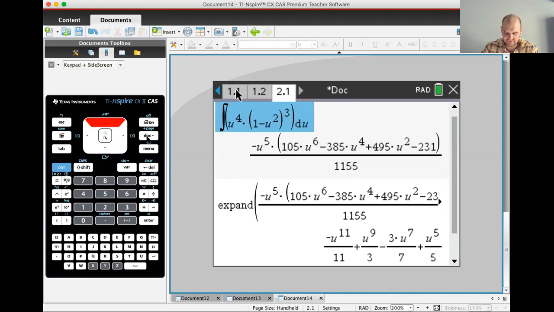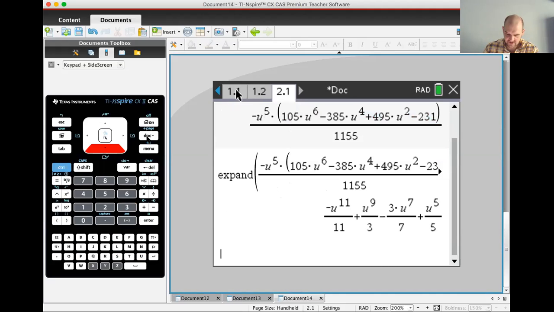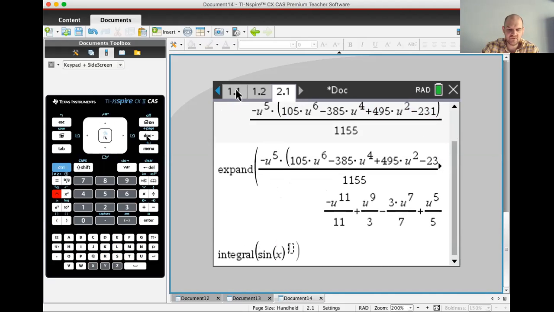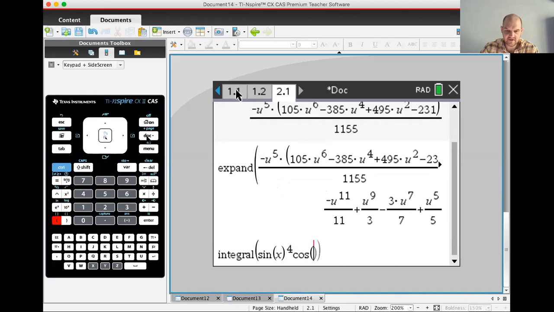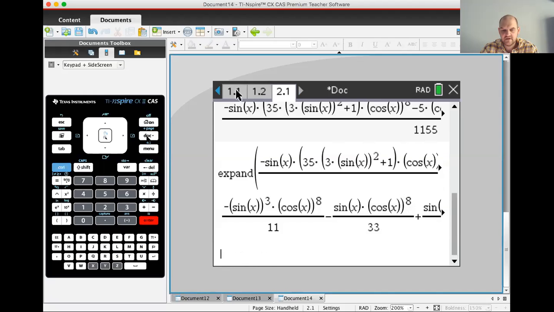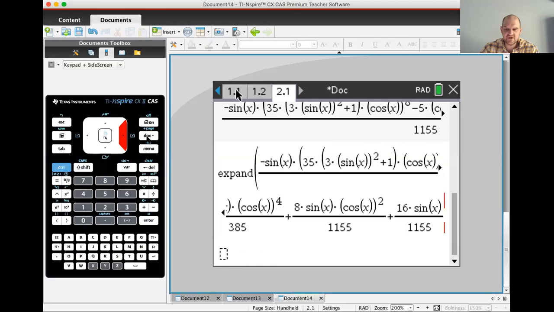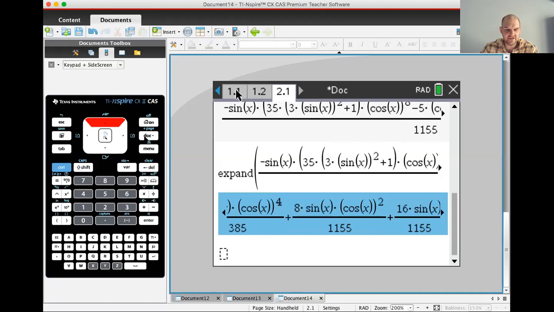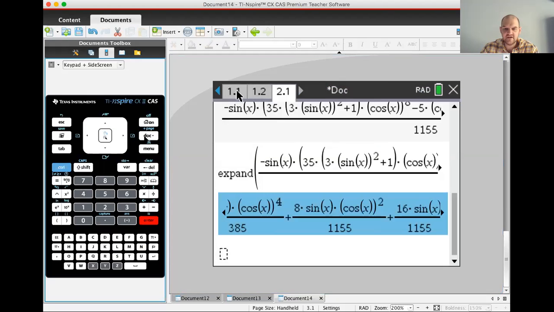I mean, do you want to see what the calculator says the answer is? Sure you do. Integral of sine of x to the fourth cosine of x to the 7th, comma x. Oh, expand. It does all the trig identities. There's no good way to check that one. I'm not checking it. New problem.